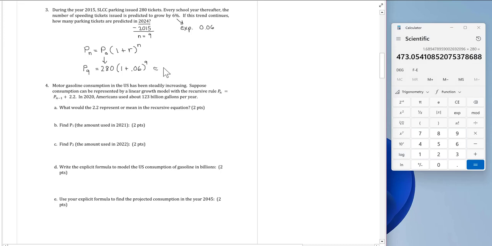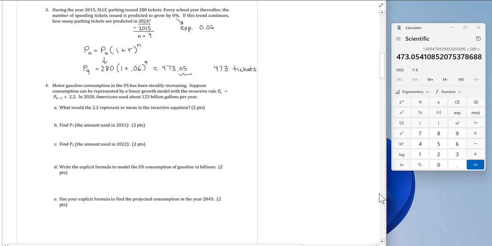So again, interpret this not just using what you get in your calculator, but thinking about it. The 0.05 tickets doesn't make much sense. So I'm going to say they will likely have, and again, this is an approximation anyway, approximately 473 tickets that they issue.